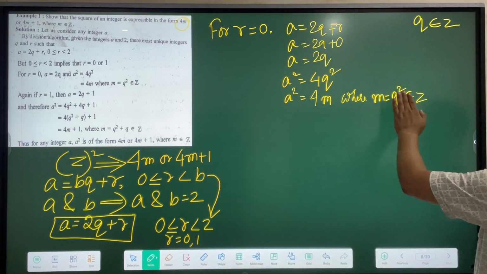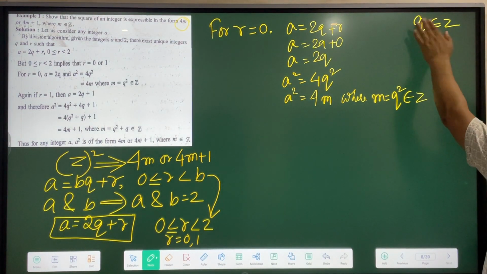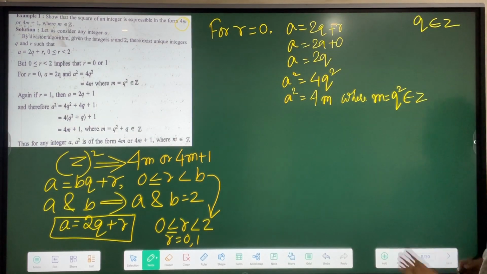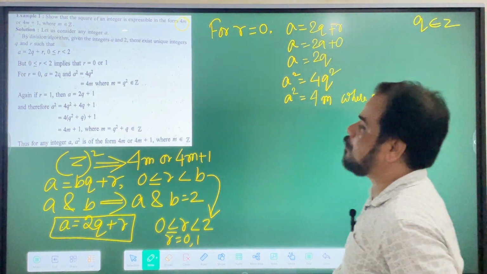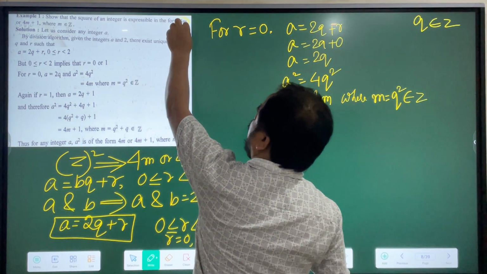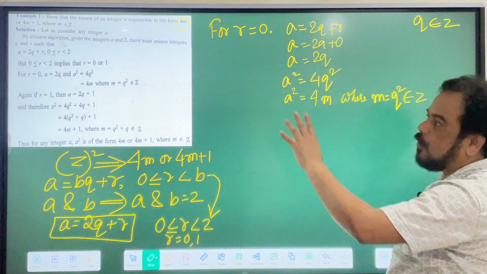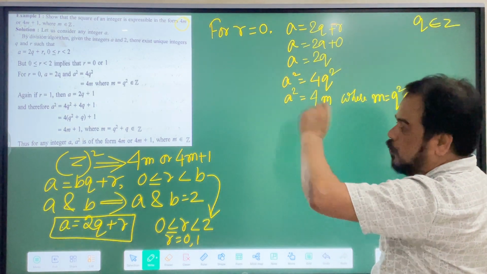What is m? Q square. What is q square? Q square is an integer. Q is an integer, so q square is also an integer. So a square equals 4m, we have proved. The square of an integer is expressible in the form of 4m. So we have expressed it in 4m. Now we have to express it in 4m plus 1.